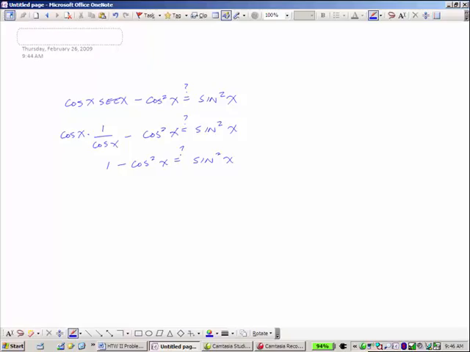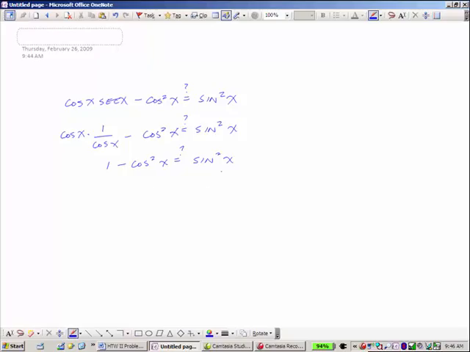Because it's plus cosine. Right. Now, in order to do that, we would have to actually add cosine squared x to both sides to see sine squared x plus cosine squared x equals 1. But we can't add to both sides.